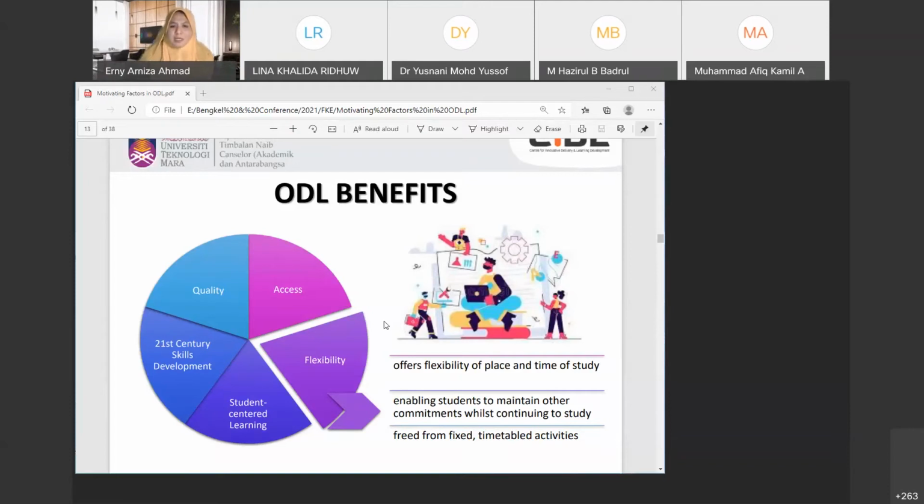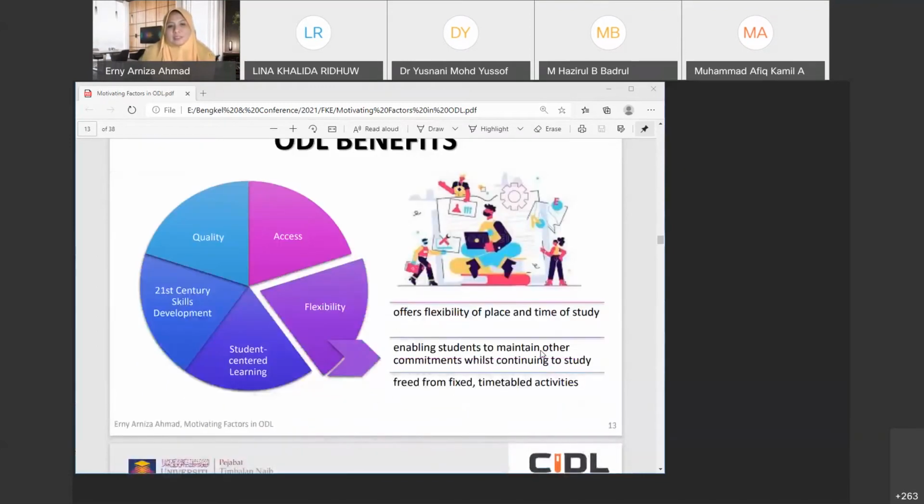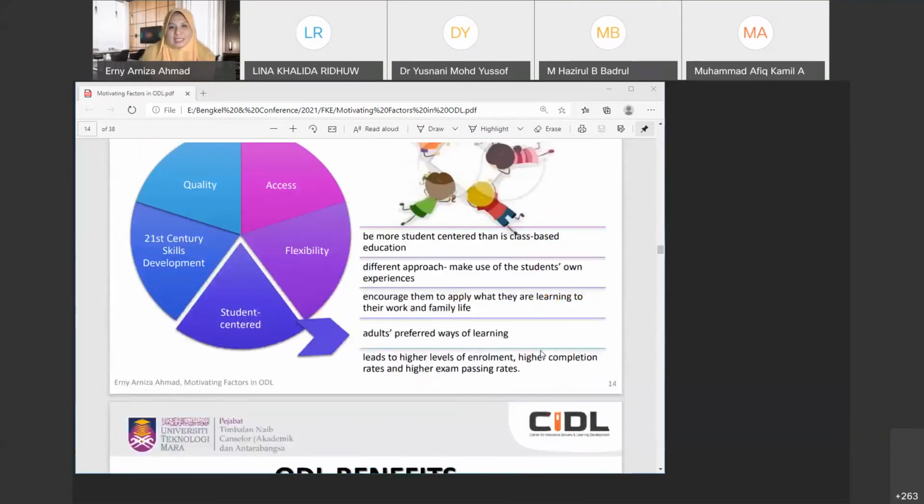So that one. So enabling students to maintain other commitments whilst continue study. Free from fixed timetable activities. Right. That's the second one. The third one.